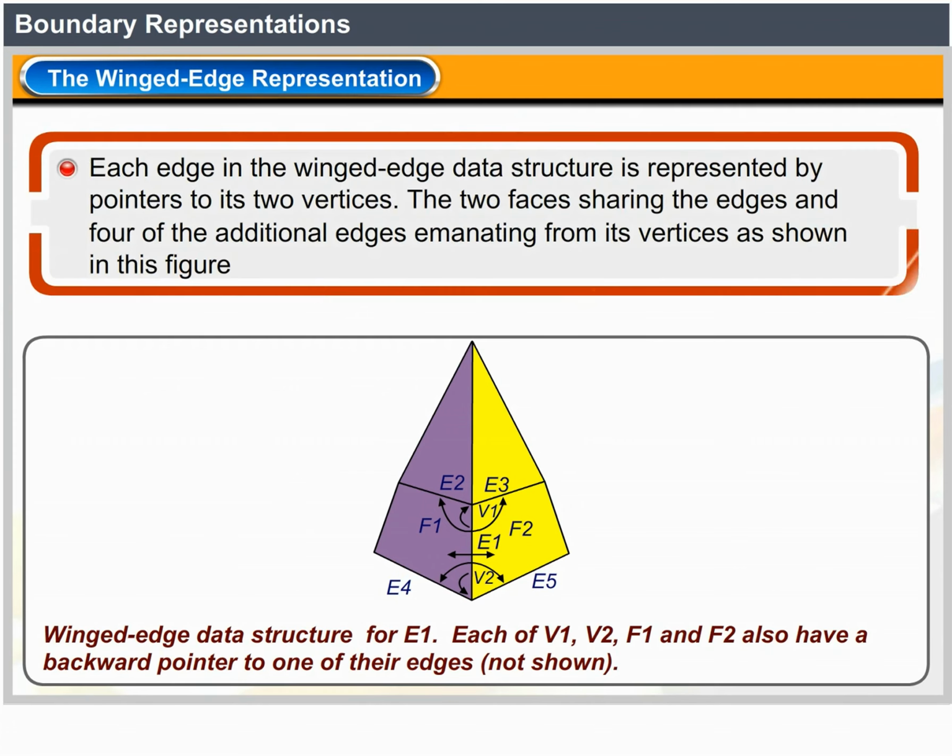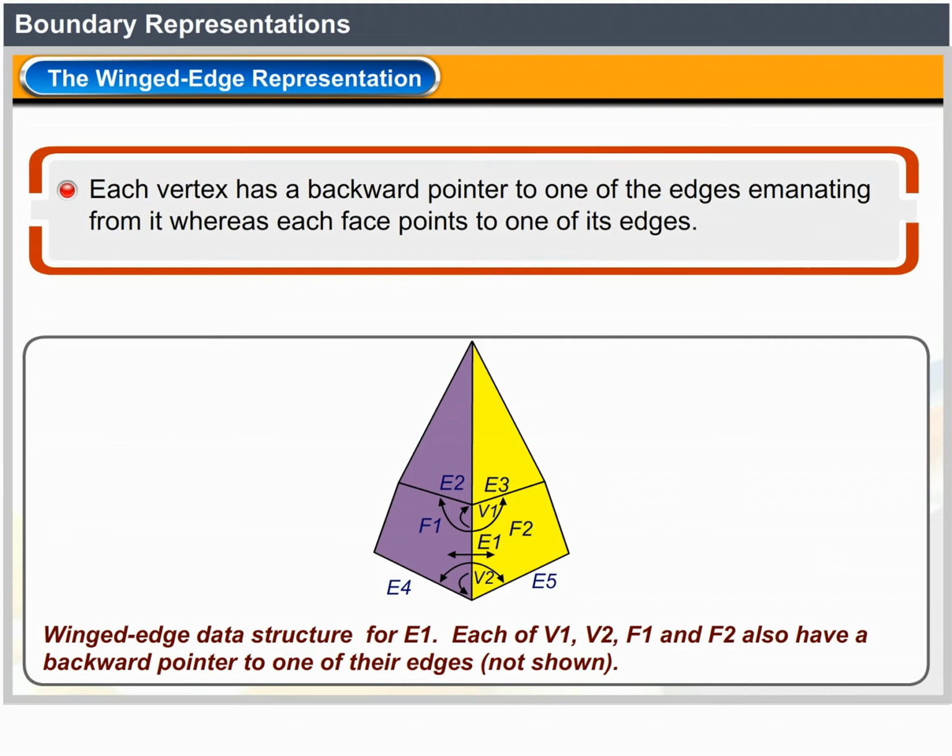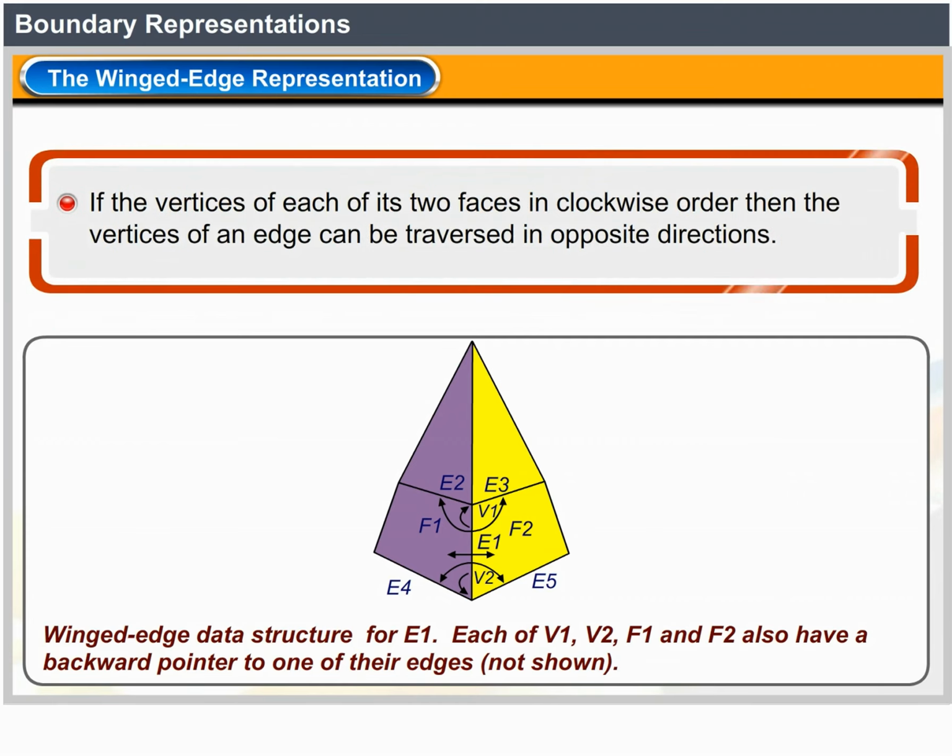Each edge in the winged edge data structure is represented by pointers to its two vertices, to the two faces sharing the edge, and to 4 of the additional edges emanating from its vertices as shown in this figure. Each vertex has a backward pointer to one of the edges emanating from it, whereas each face points to one of its edges. Note that we traverse the vertices of an edge in opposite directions when following the vertices of each of its two faces in clockwise order.